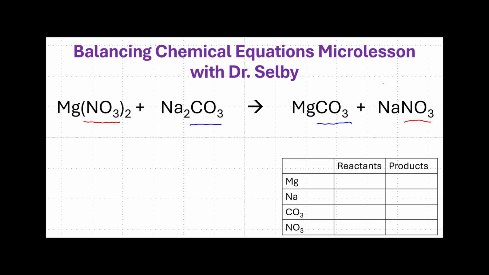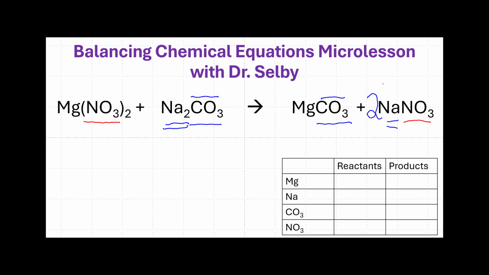In this case, I'm going to just try to start with my carbonates. So here I have one carbonate group, and here I have one carbonate group. Okay, that's already balanced, nothing to do there. Let's look at sodium. Here I have two sodiums, and in the products I only have one sodium. So I'm going to try putting a 2 there. Okay, so that I can move on to nitrate.